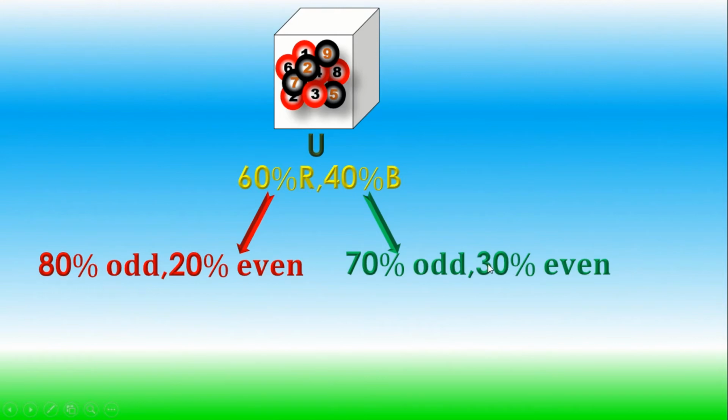Well, 60% of the balls are red, then 40% of them are black. Now out of the red balls, 80% carry odd numbers, then 20% carry even numbers. While out of the black balls, 70% carry odd numbers, then 30% carry even numbers.